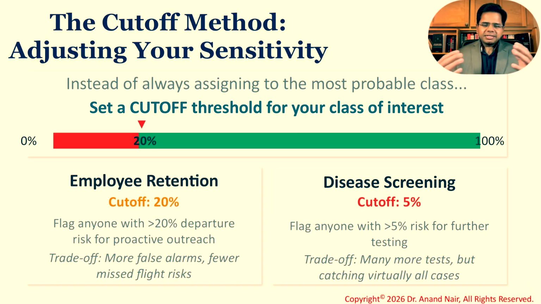Missing a fraud case might cost $10,000. Investigating a legitimate transaction costs $10. So you'd set a very low cutoff. This flexibility is one of Naïve Bayes' superpowers. You're not stuck with binary predictions.